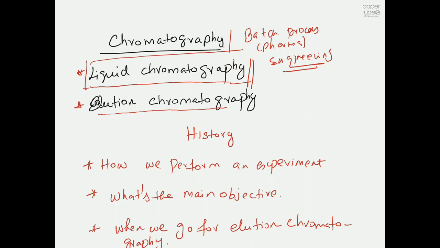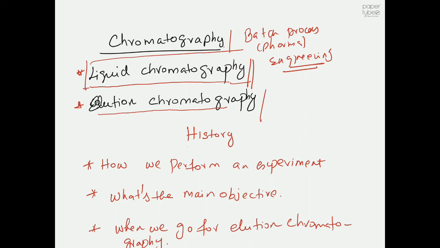In pharmaceutical industries, liquid chromatography is one of the most widely used techniques. Mostly they use it as a purification technique, or sometimes to separate different components from a sample mixture. So you will learn about these things. And then specifically, we are going to learn about elution chromatography. Elution chromatography is a type of chromatographic process, and we will cover this in full detail.